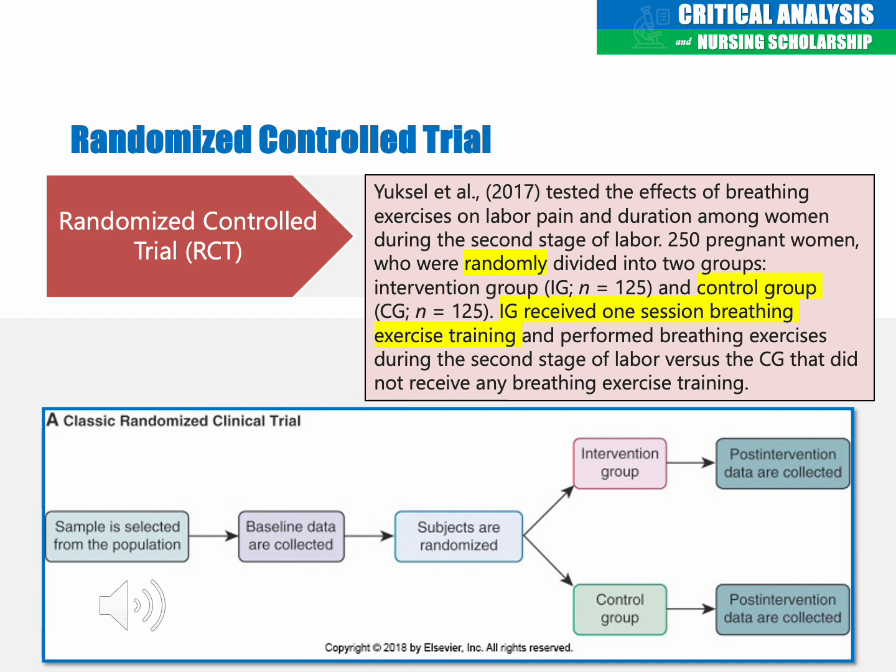Here, the three elements of true experimental research designs are present. First, there was randomization because we can see that the pregnant women were randomly divided into two groups. The second one, control, is also available because aside from the experimental group, there was also a control group. How about manipulation? Here, there was manipulation because the experimental group received the intervention, which is the breathing exercise training and breathing exercises. This is an example of a randomized control trial.